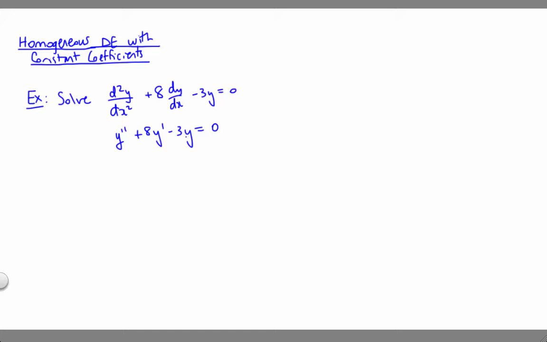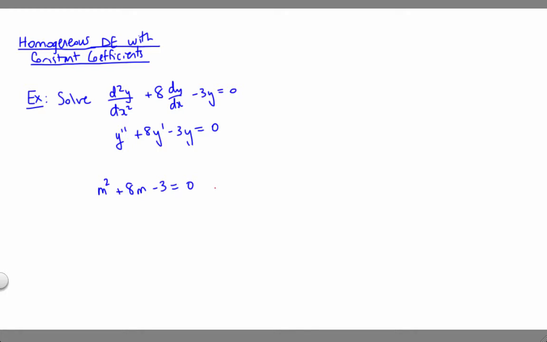Okay, this is written in the standard form because we've got all the y terms over on the left side, and if there were any non-y terms like an x term or a constant, those would be over on the right side. Okay, so this is a homogeneous DE because we're seeing a 0 on the right side. We've got constant coefficients. As we look over at our left side, our coefficients are 1, 8, and negative 3. So that tells us that it's valid to set up an auxiliary equation for this problem. The auxiliary equation is going to look like m squared plus 8m minus 3 equals 0.